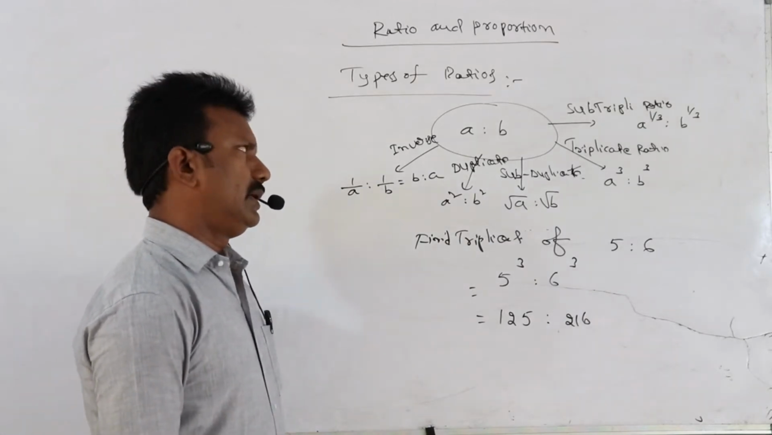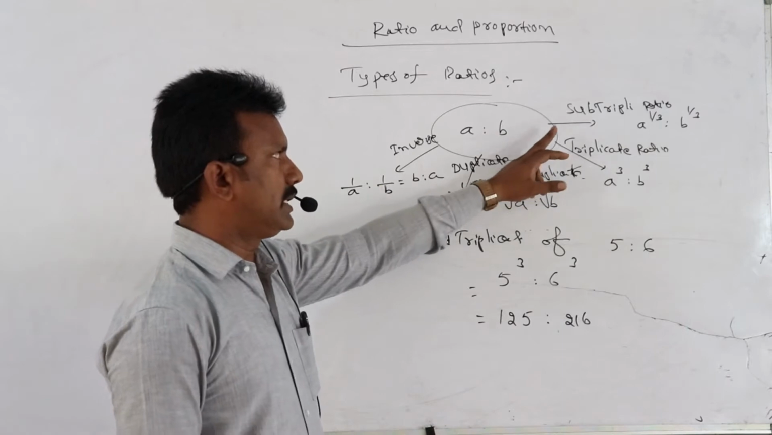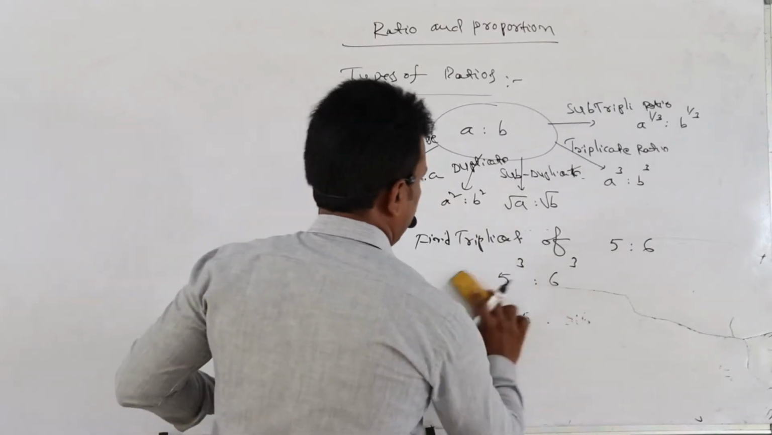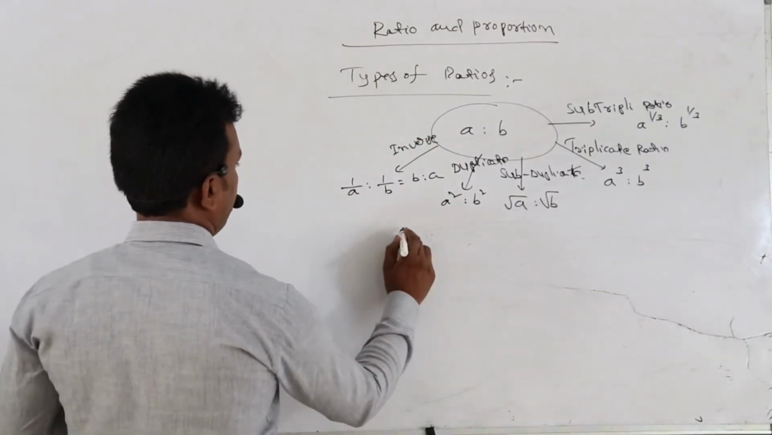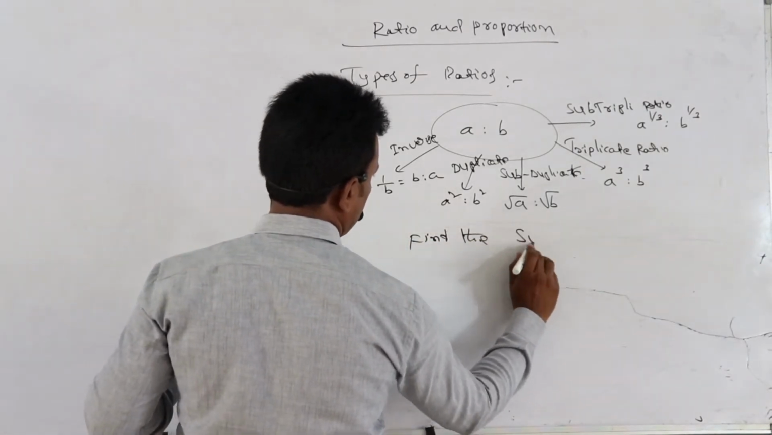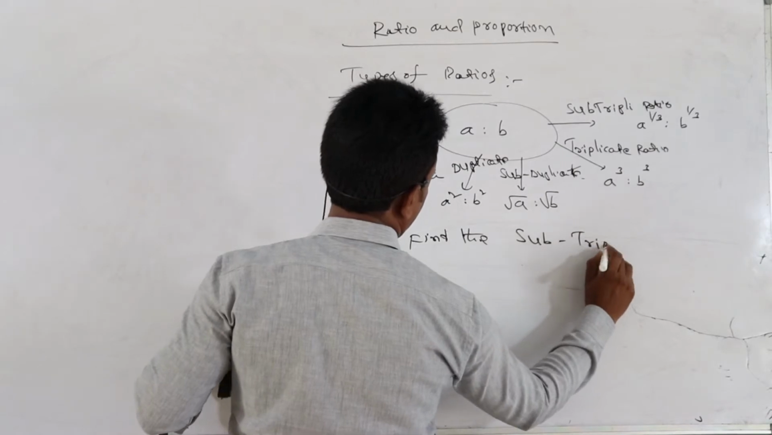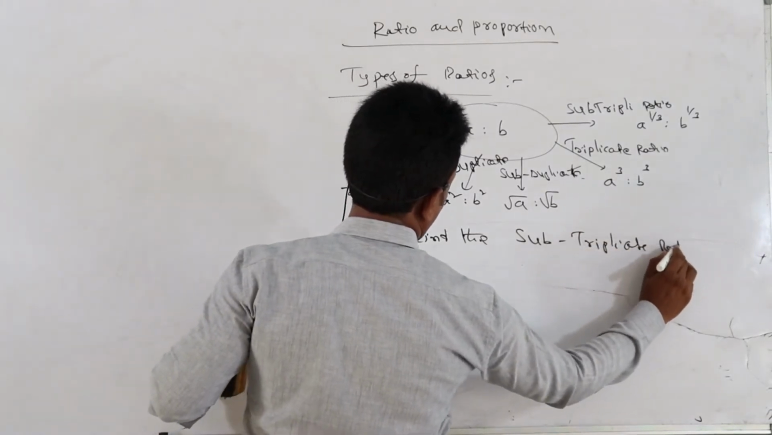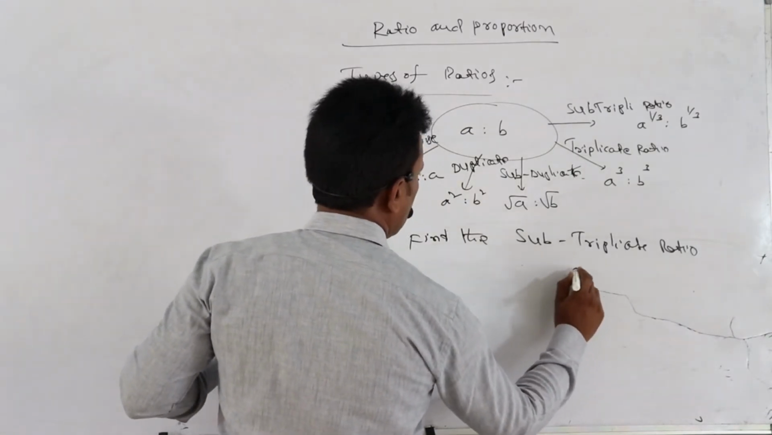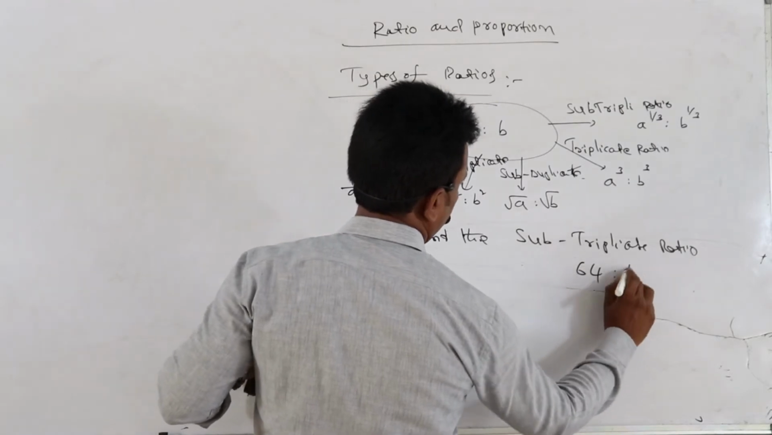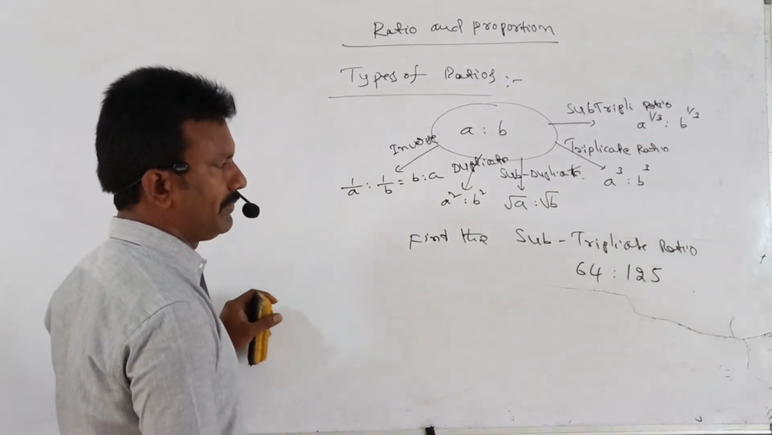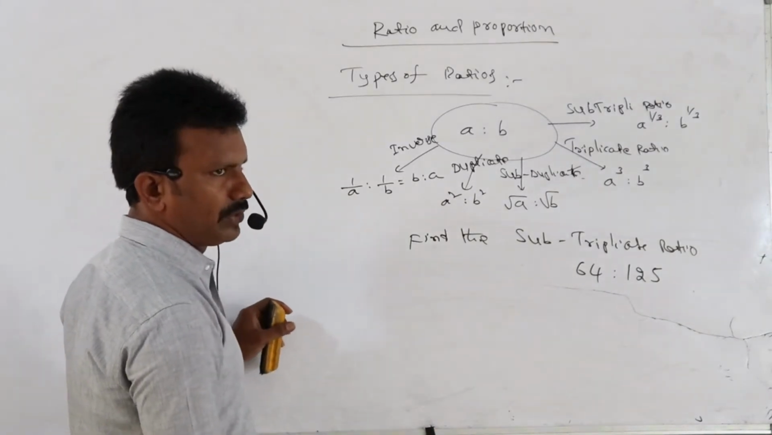Right? And the last type of ratio, the last one, subtriplicate ratio. So we write one example. Find the subtriplicate ratio of 64 is to 125.